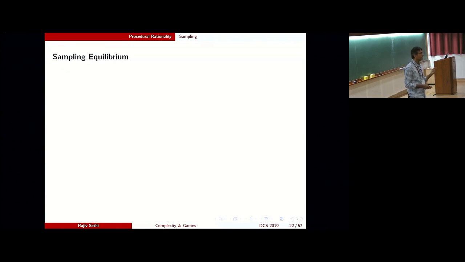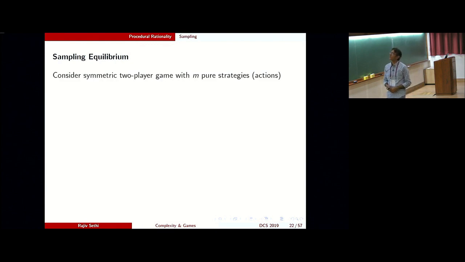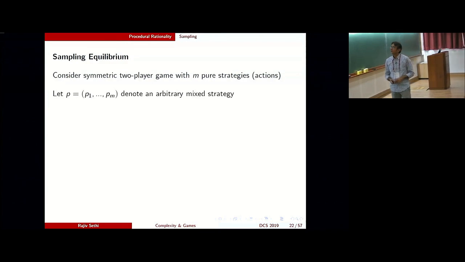So the original introduction of this was in a paper by Martin Osborne and Ariel Rubinstein in 1998. And they called it a slightly different name. They called it SK equilibrium, but I will just call it sampling equilibrium. You'll see why. Okay, let's take a symmetric two-player game with M pure strategies. So the example you just saw is a symmetric two-player game with 3 pure strategies, right? So M is 3. But we take any. Let P denote an arbitrary mixed strategy. Right, so any distribution, so 1/3, 1/3, 1/3 would qualify, but take any arbitrary mixed strategy for this game.